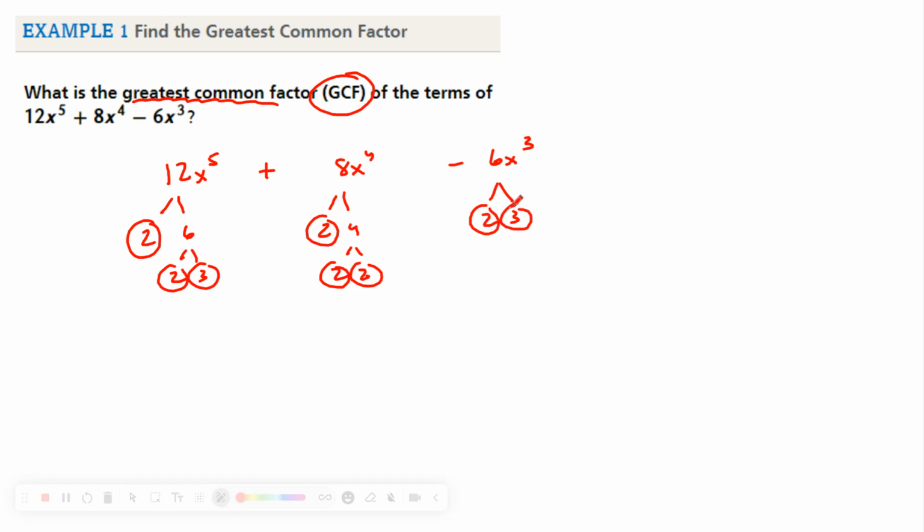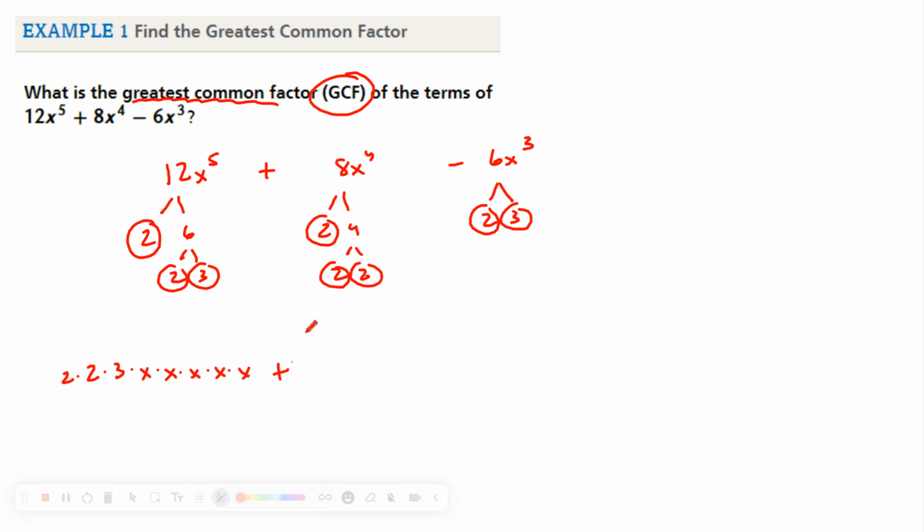Now I'm going to rewrite each term in its expanded form. So 12 is 2 times 2 times 3. If you multiply those, you get 12. And then x to the 5th is x times x times x times x times x, 5 x's. So that is 12x to the 5th written out in expanded form.